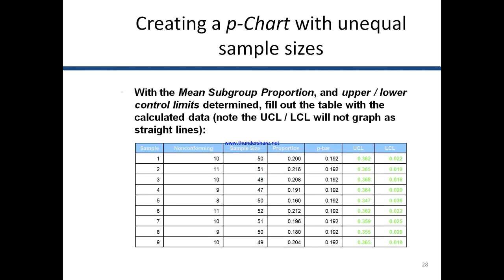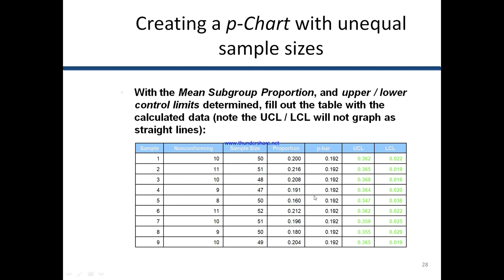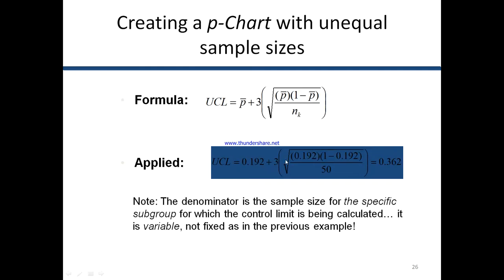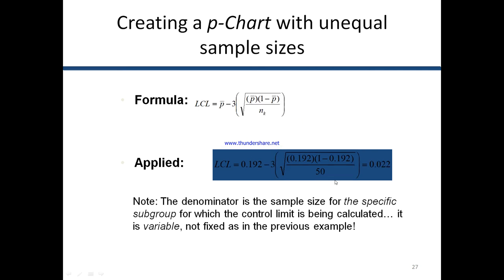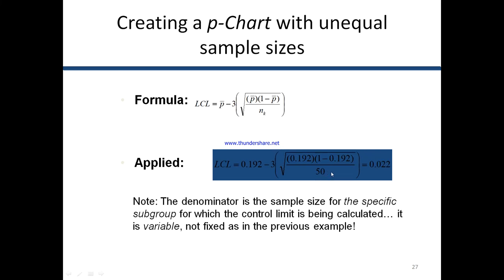for example, if you look at the first sample, you can see you have 10 defectives and the sample size is 50, and you have the proportion. But if you look at the P bar column, that is the same, 0.192 for all the values, because for P bar we use the same formula. But for the upper control limit, the formula is different, because when you are calculating it, P bar is 0.192 plus 3 times, you can substitute. And the sample size of the first sample is 50, so that's why I have substituted 50 here, right? And when you are calculating the lower control limit also, you have to substitute 50 here, as that is the sample size of the first sample.